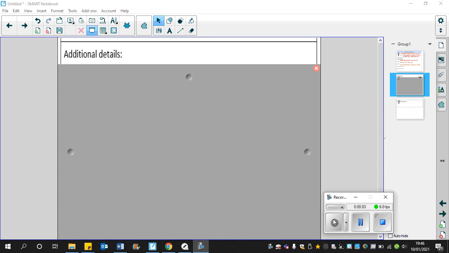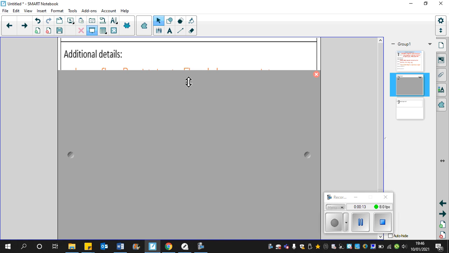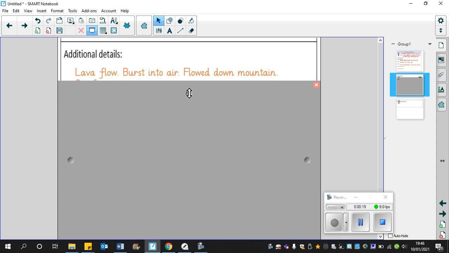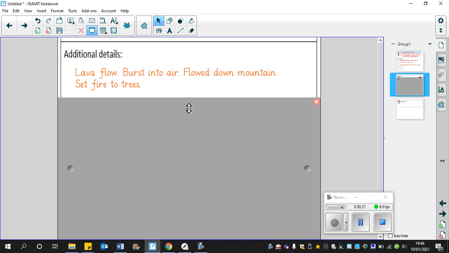Okay, so now that you've written the first part of the planning, we're on to the next part, which is the additional details. And this is where you can really go to town, where you can really put in lots and lots of details about fairly small things, but very important things. And what I've done is one thing I thought it'll be interesting to talk about the lava flow.